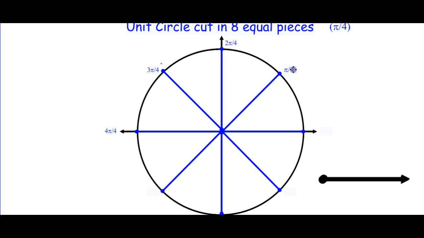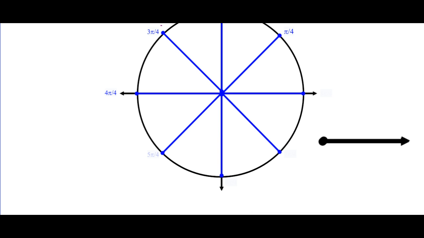Again, think of it as counting by quarters. Remember, the whole circle is 2 pi. I'm counting by quarters: 1 quarter, 2 quarters, which I will just think of as pi over 2. 3 quarters, 4 quarters, which I will just think of as pi. What's next? 5 pi over 4 down here, then 3 pi over 2, and this one, which I will think of as 2 pi.